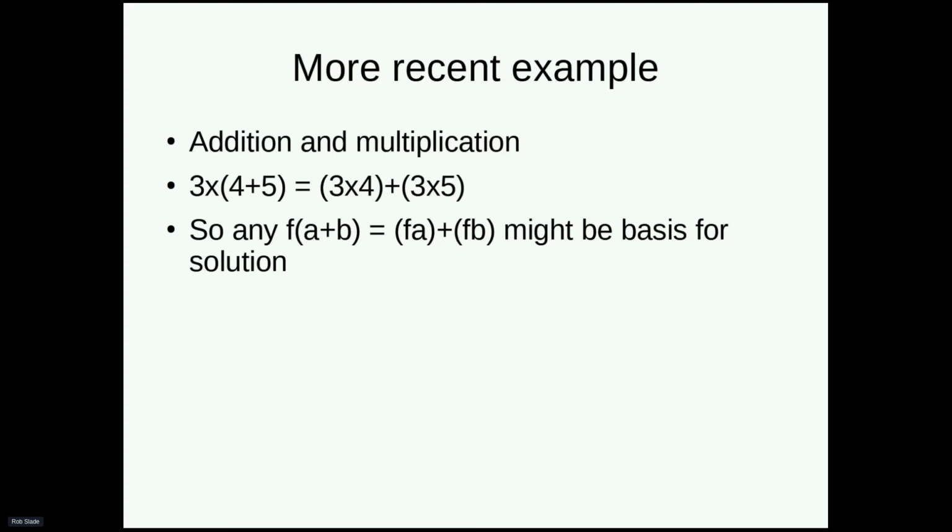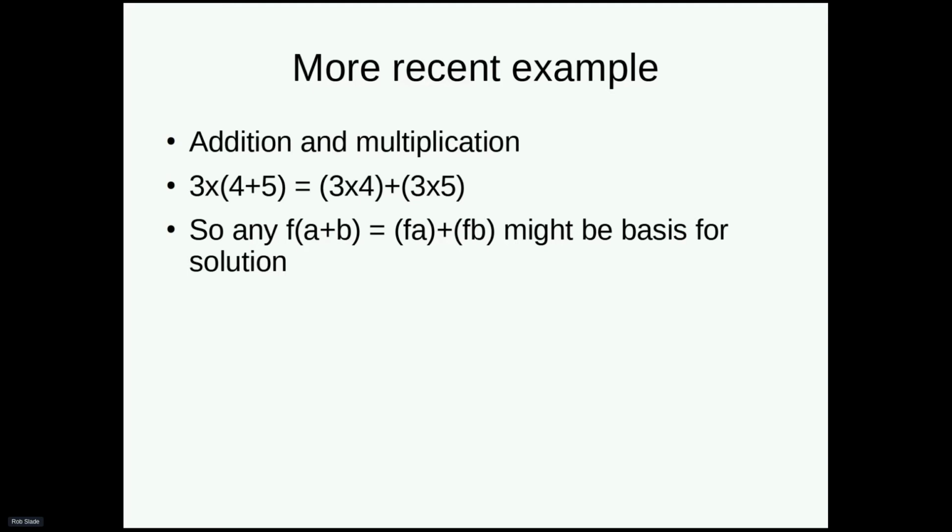Okay, to get into a more recent example of homomorphic encryption. There are systems of homomorphic encryption which will allow you to do addition and multiplication without doing the decryption on the original data. So there, 3 times (4 plus 5) equals 3 times 4 plus 3 times 5. That is the associative and commutative laws of addition and multiplication. And so any function that fits that format might be the basis for a solution. So any function you can find there could be something that you can use for homomorphic encryption.